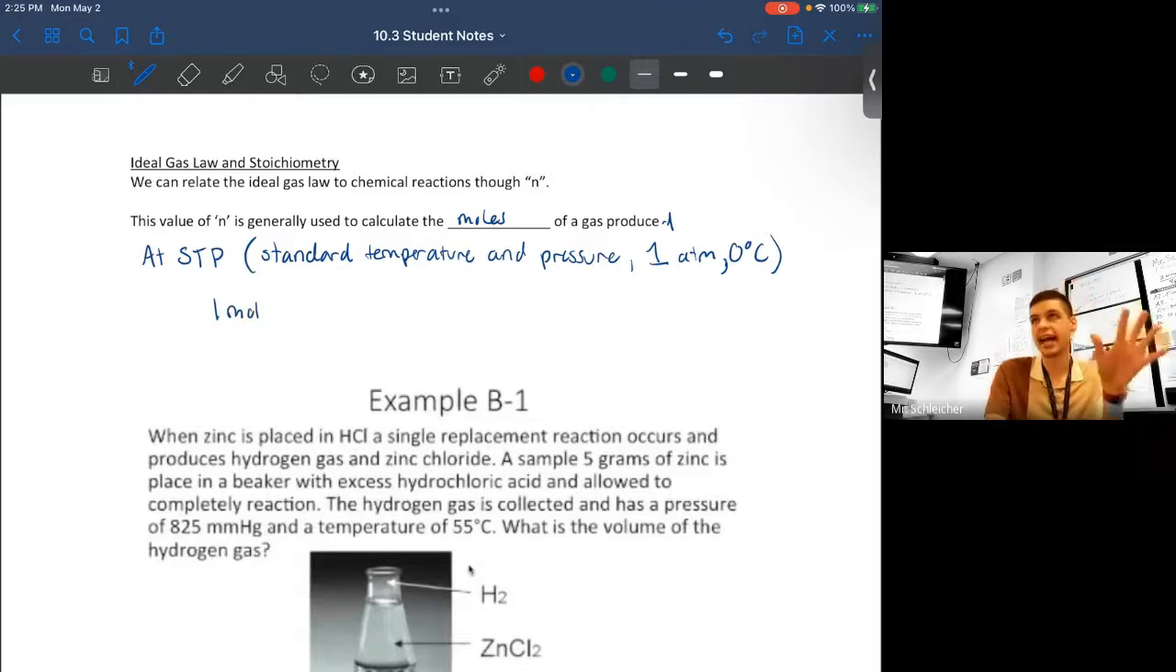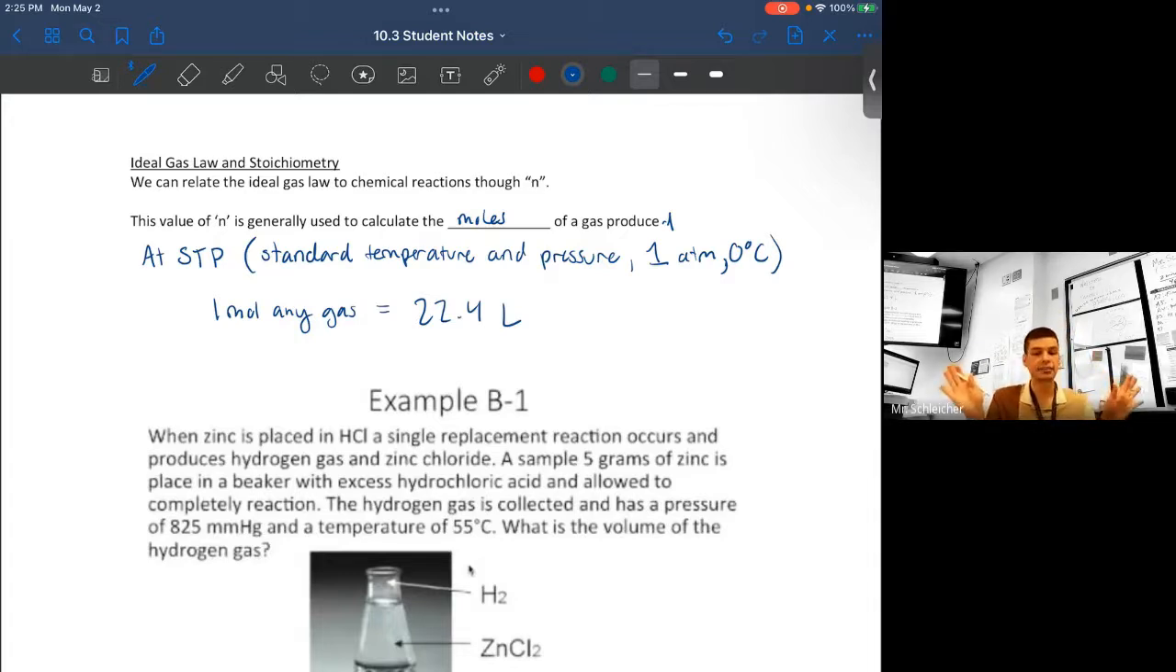1 mole of any gas whatsoever. It could be methane gas. It could be oxygen. It could be nitrogen. 1 mole of any gas would equal or take up 22.4 liters of space. So if any gas, we're saying basically in this class, is at 1 atmosphere pressure and it's a chilly 0 degrees Celsius, then it will take up 22.4 liters of space.